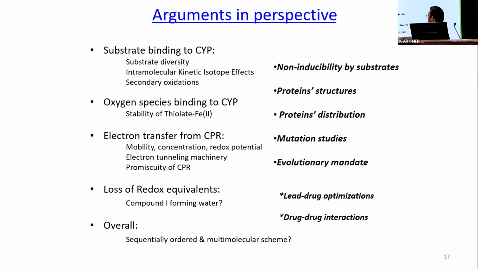So what do we have here? We have seen substrate diversity explained, which the classical mechanism doesn't address very well. And then there are so many other effects like secondary oxidations, kinetic isotope effects, oxygen species binding to CYP, and also the electron transfer from the CPR. We have seen that the protein-protein binding that is always advocated is not really required. So all of these different observations, which were not explained very well by the classical mechanism, Murburn explains all of them very cleanly, very clearly.